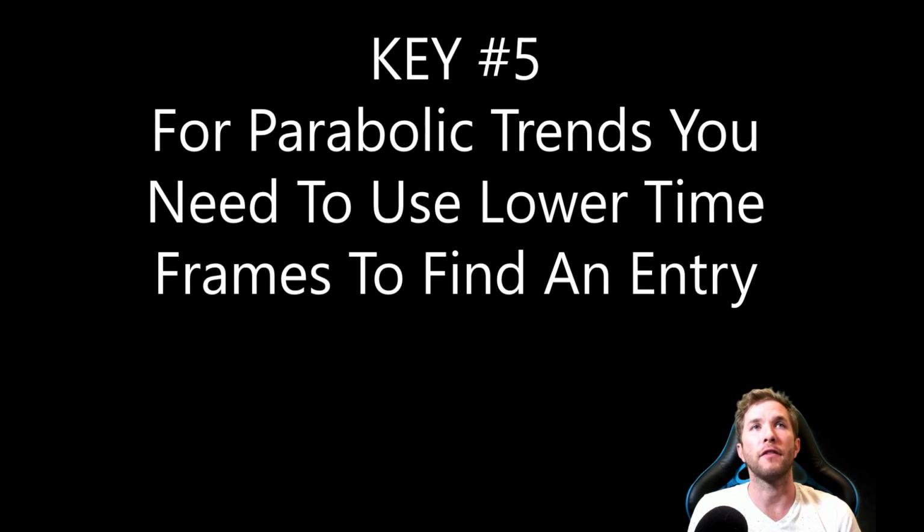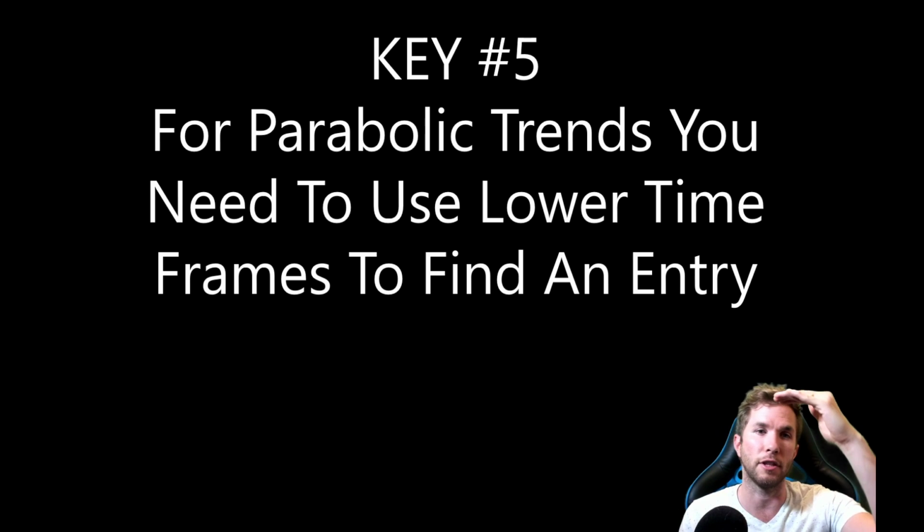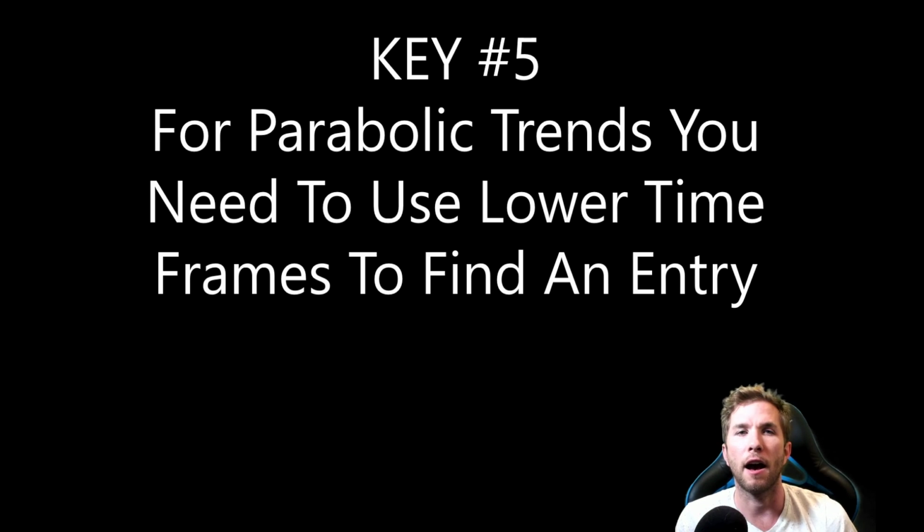So key number 5, for parabolic trends, you really want to use lower time frames to find an entry. This is something that throws a lot of people off because they see a candle that's basically this massive candle on the daily chart or even the weekly chart, and for them it's very hard to find an entry if you're looking at the daily. But if it's a strong parabolic trend, you really want to shift down to the 15-minute or hourly to find those trends, because you'll be able to find the 20 moving average or the 50 or the 100 using those as support.